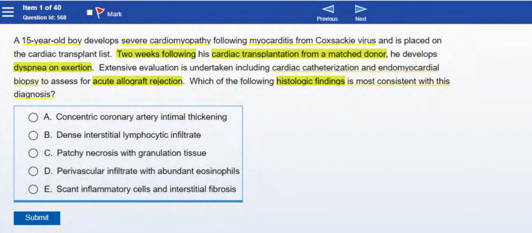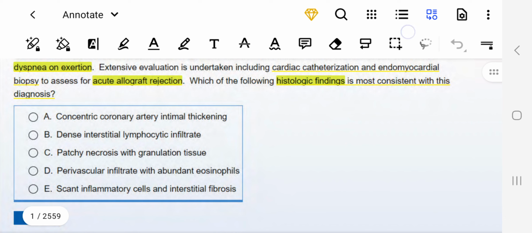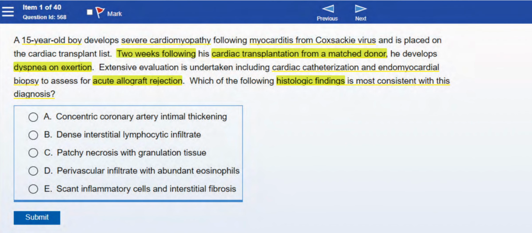Pause it and give the answer. Hope you have given the answer, right? The correct answer is option B. Why? Let us see the explanation.